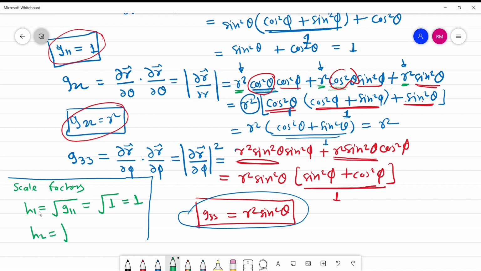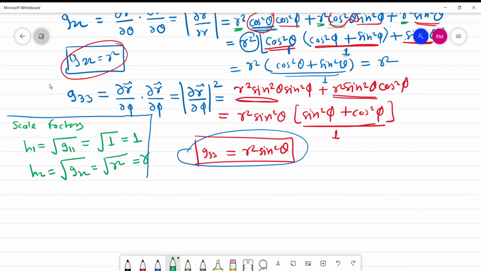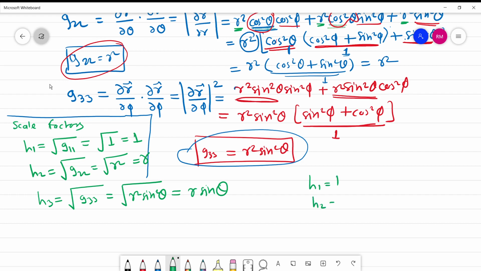Similarly, H2 is equal to root of G22. G22 is r squared, so H2 is r, and H3 is equal to root of G33, which is root of r squared sine squared theta, which is equal to r sine theta. So these are the three scale factors which we have got. H1 is 1, H2 is r, and H3 is equal to r sine theta.